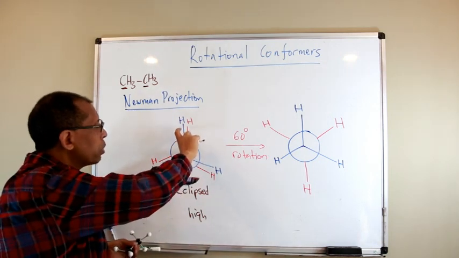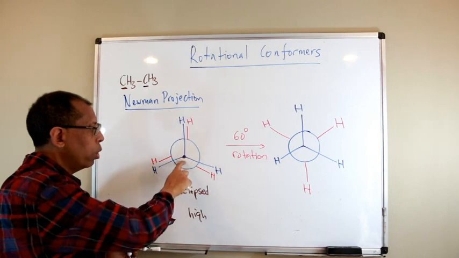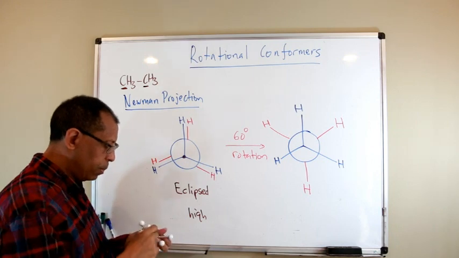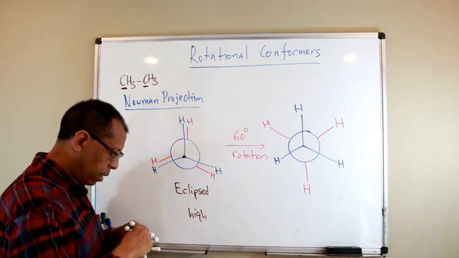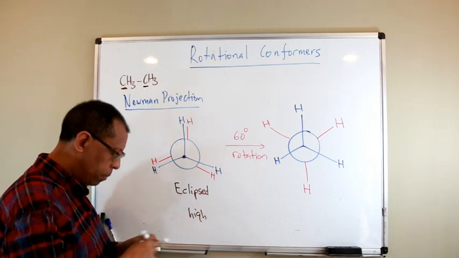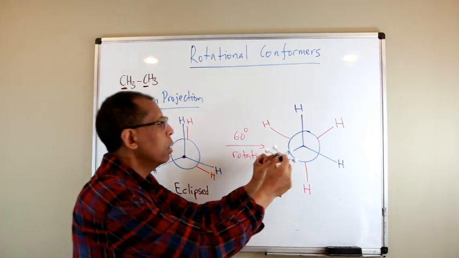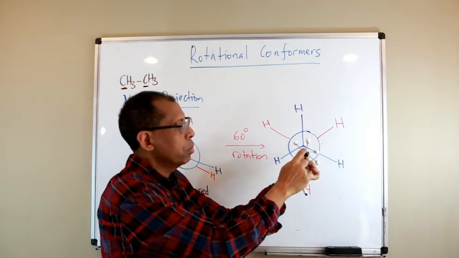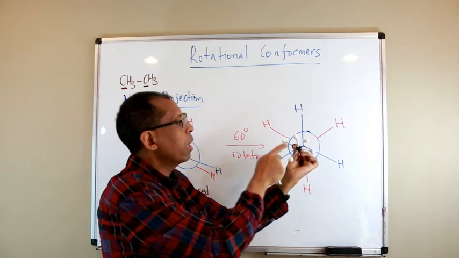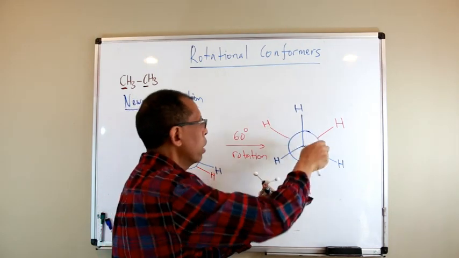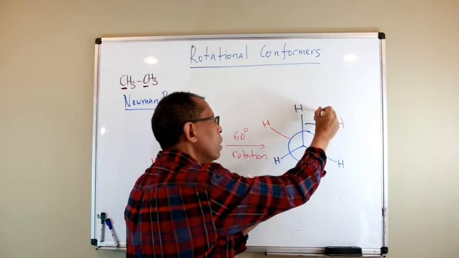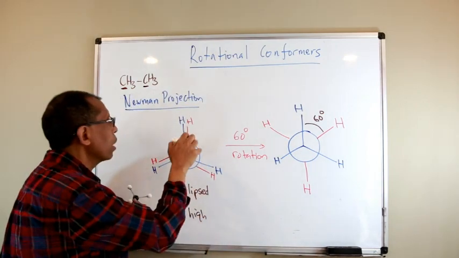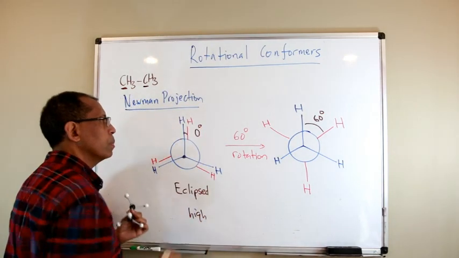If you rotate the back one by 60 degrees, holding the front, you would end up with this projection. So the Newman projection in blue shows you the front ones, and at the back you will see the red ones, which are 60 degrees apart. So the dihedral angle here is 60 degrees. The dihedral angle between these two is 0 degrees.